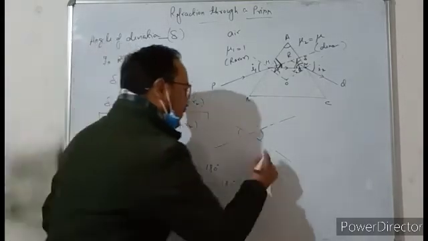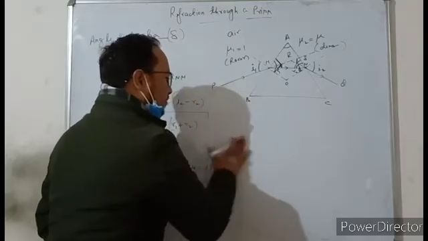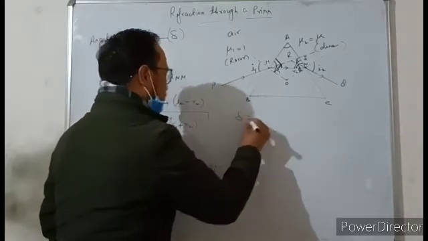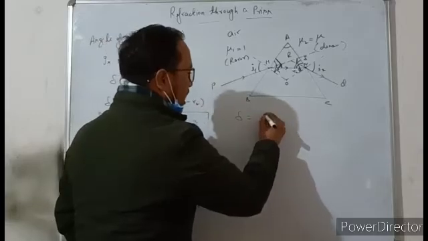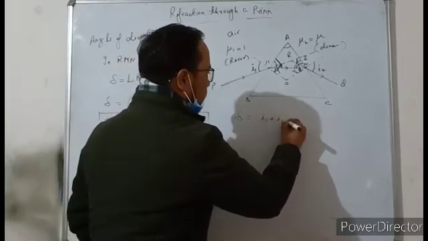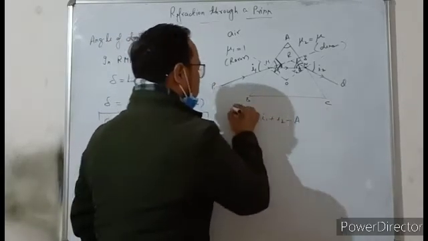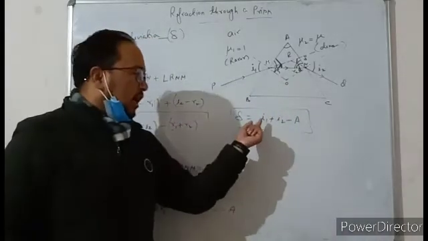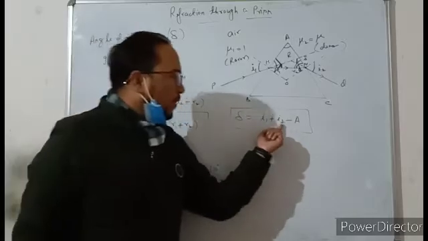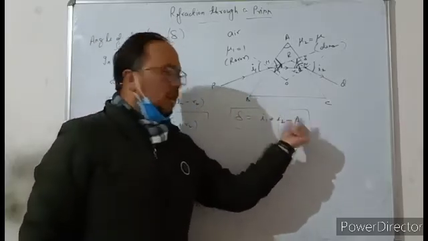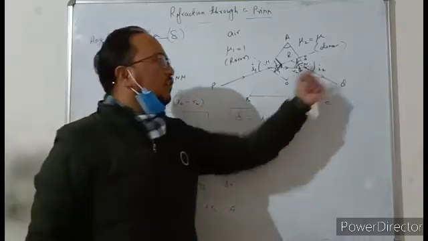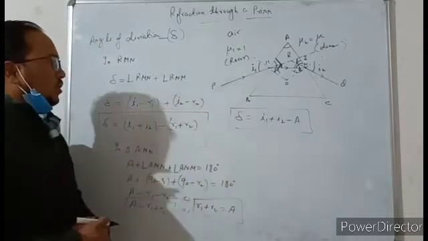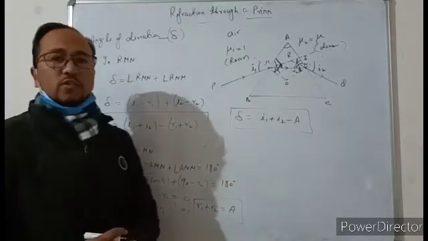So the formula of angle of deviation further reduces to delta is equal to I1 plus I2 minus A. This is our angle of deviation in terms of angle of incidence, angle of emergence and angle of prism. What is I2? This is the angle of emergence. Okay, students? So this is all about the refraction through a prism.